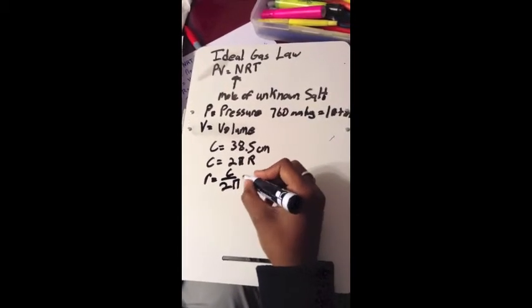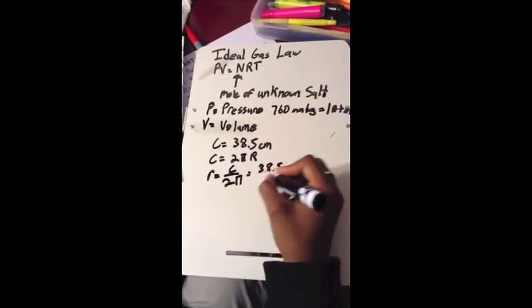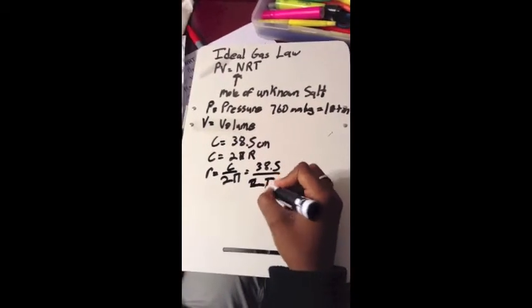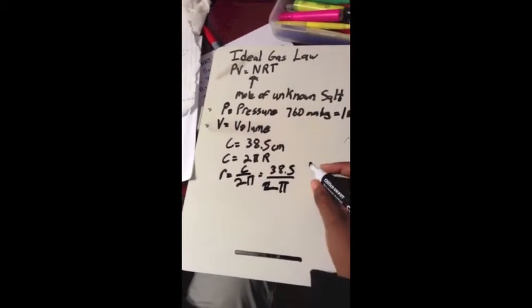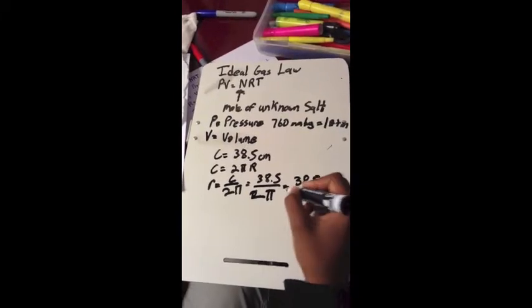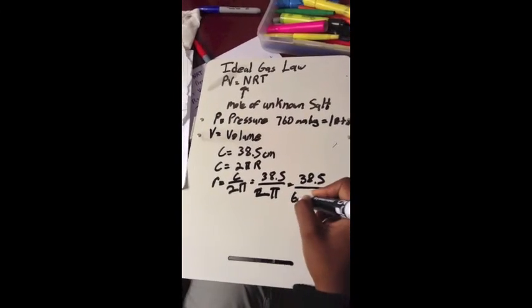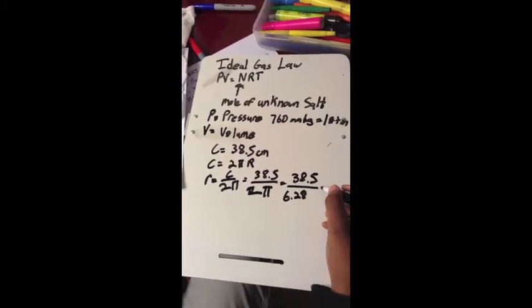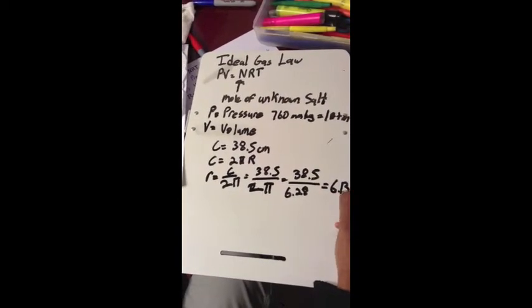So the circumference was 38.5 divided by 2 pi. That equals 38.5 divided by 6.28. Our radius then became 6.13.